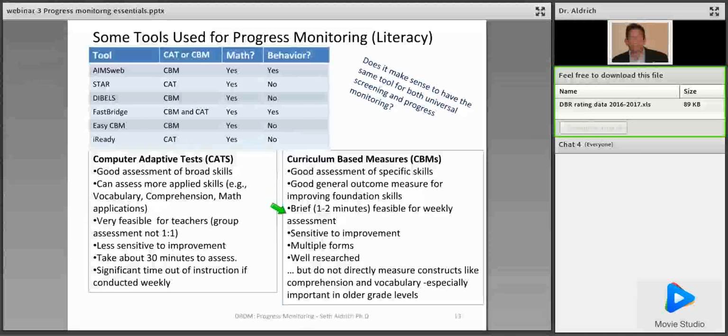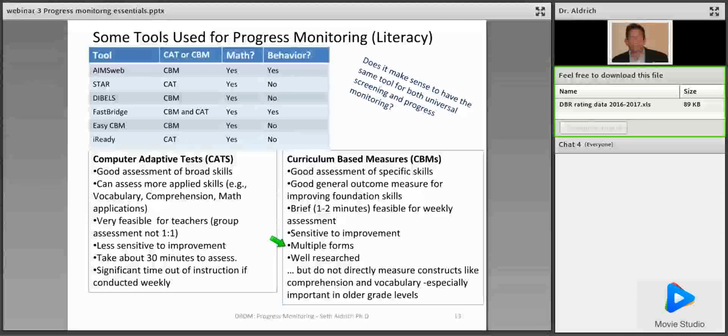This is one of their major qualities. They're brief. They take 1 to 2 minutes for a weekly assessment of a student. They don't take time out of instruction for students, which is a huge characteristic. They're very sensitive to improvement, so that we can look at data usually in about 8 weeks and make a call on the slope. And we'll be looking at some of these graphs for these CBMs.